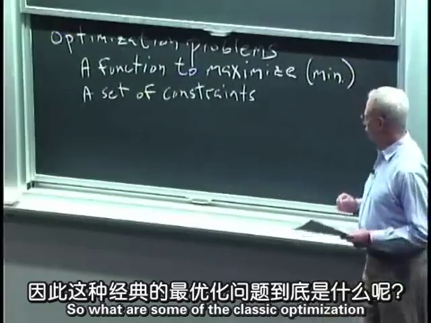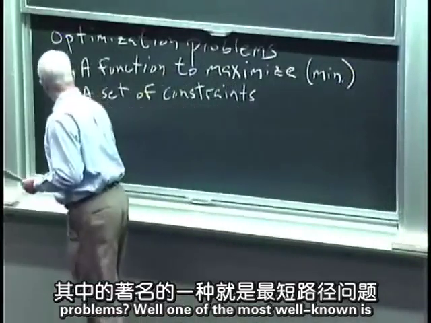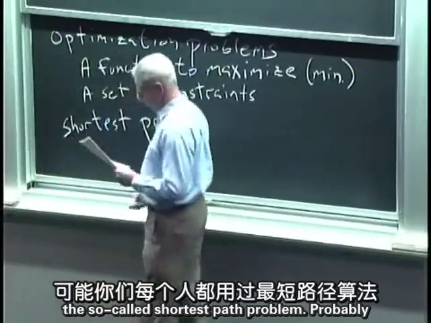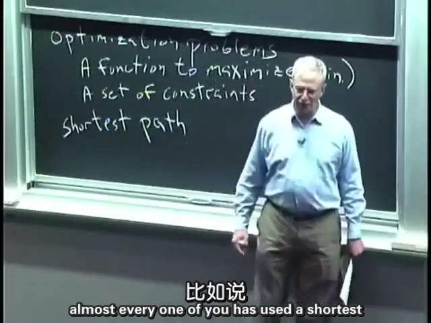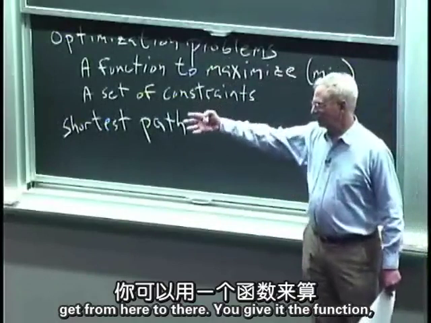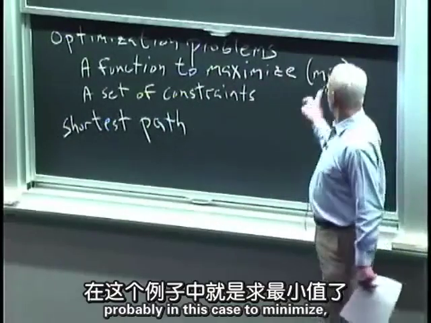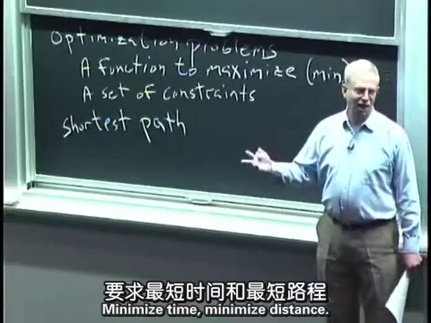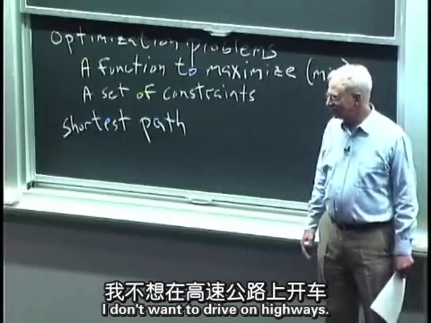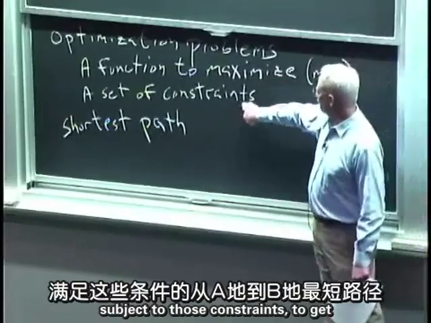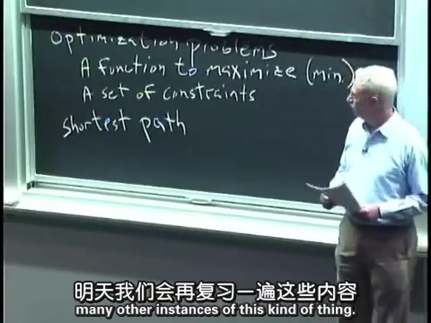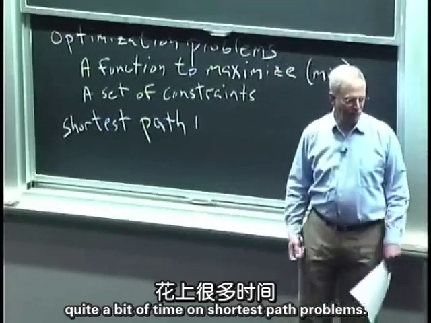So what are some of the classic optimization problems? Well, one of the most well-known is the so-called shortest path problem. Probably almost every one of you has used a shortest path algorithm. For example, if you go to MapQuest or Google Maps and ask, how do I get from here to there? You give it the function, probably in this case to minimize, and it gives you a choice of functions: minimize time, minimize distance. And maybe you give it a set of constraints, like I don't want to drive on highways. It tries to find the shortest way, subject to those constraints, to get from point A to point B. There are many, many other instances of this kind of thing, and tomorrow's recitation will spend quite a bit of time on shortest path problems.